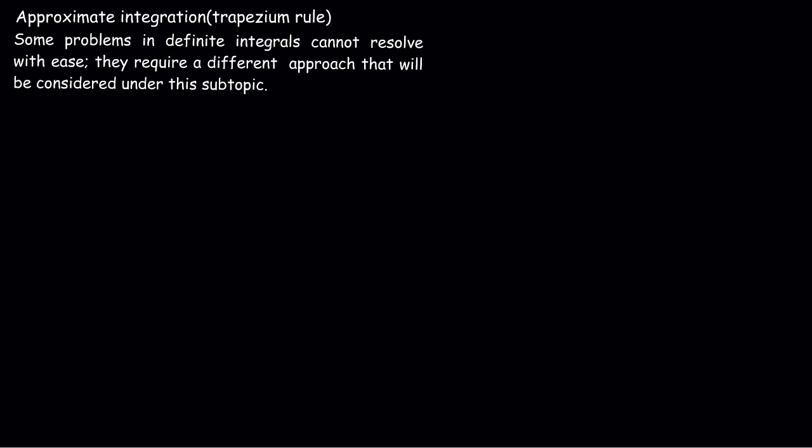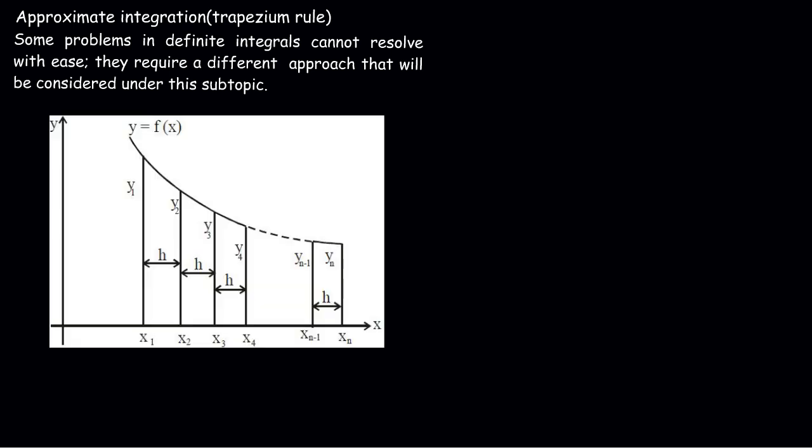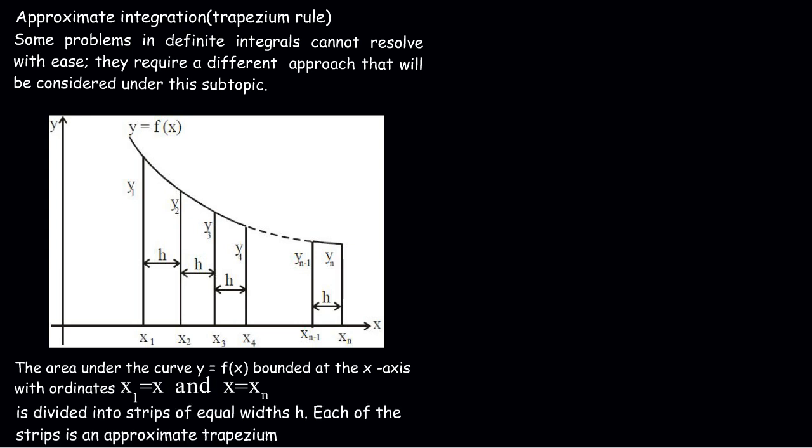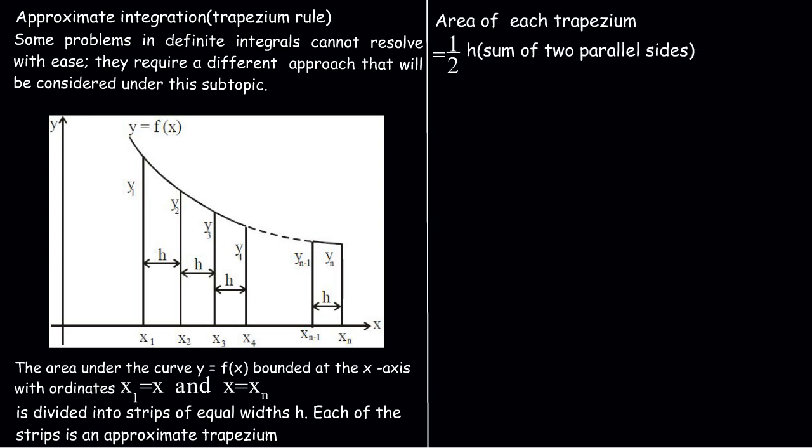Now, considering our diagram, the way we go about it is that we are going to be dividing each section of the area under the curve into different strips of equal widths. The width is going to be h. The area under the curve, y equals f of x, bounded by the x axis and the ordinates x1 equals x and x equals xn, is divided into strips of equal width h. Each of the strips is an approximate trapezium, and the area of a trapezium is equal to half h, which will be the height, times the sum of the two parallel sides.